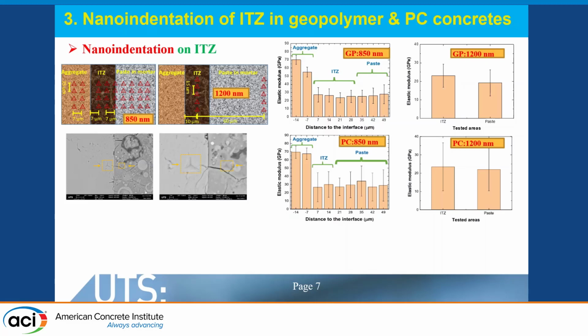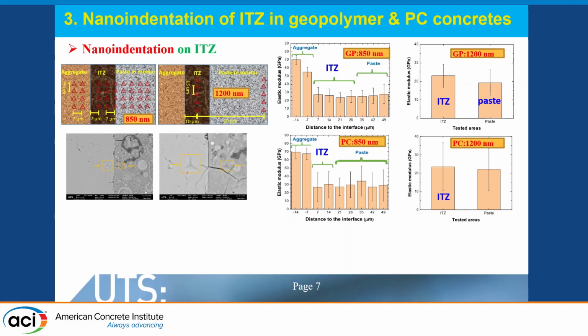We also do the Nanoscratch, which we will talk about later. Here on the top is the geopolymer, where the silica to sodium ratio is 1.5. If we look at the hardness and modulus, here is the interface, and here is the cement paste. So the interface actually has better properties.